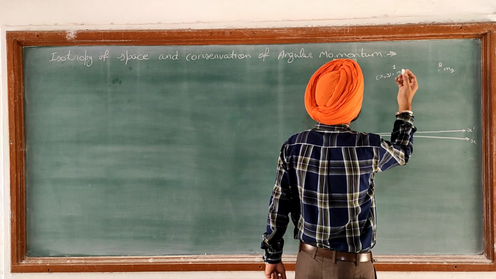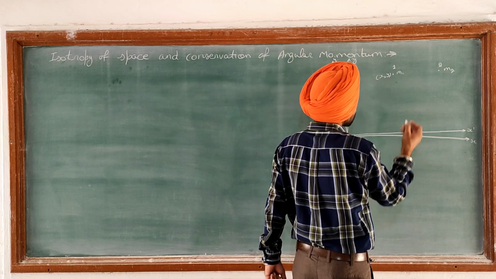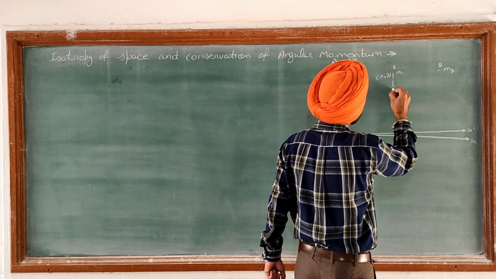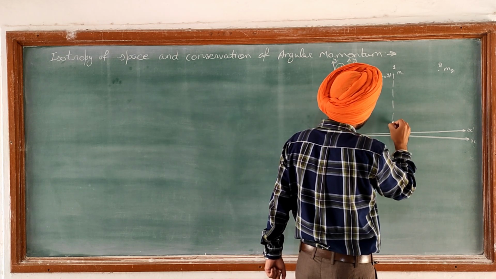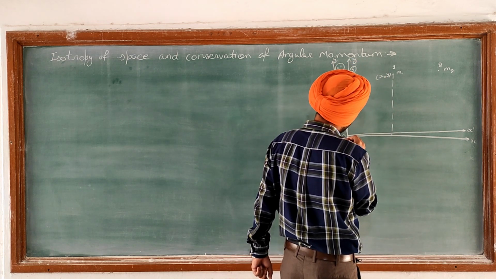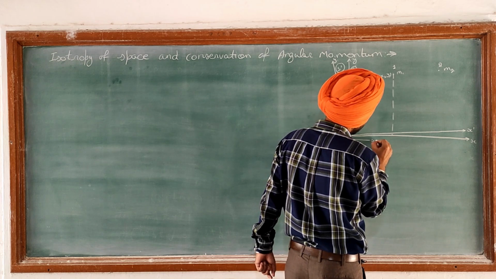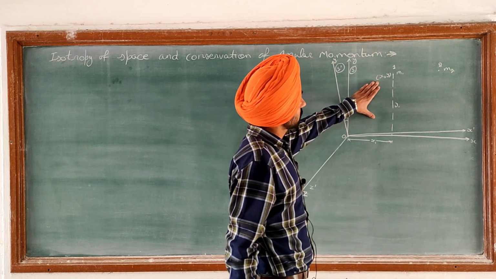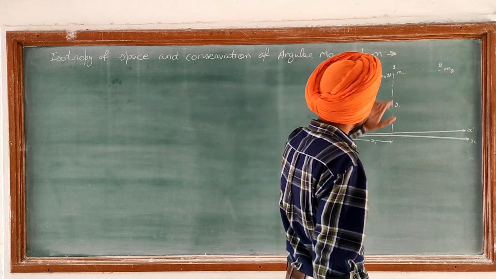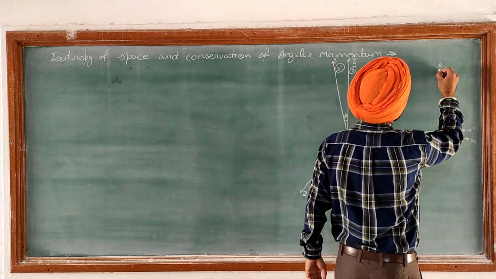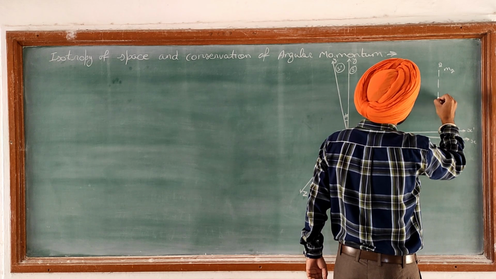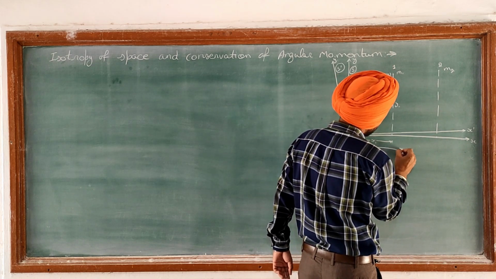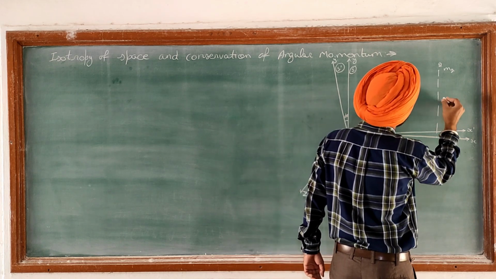What is the meaning of these x1, y1 position coordinates? If I draw a perpendicular from the position of the particle to the x-axis, then this distance from the origin is x1 and this distance from the origin is y1. So this is the position coordinate x1, y1. Similarly, the position coordinate of particle 2 in the S frame of reference is x2 and y2.